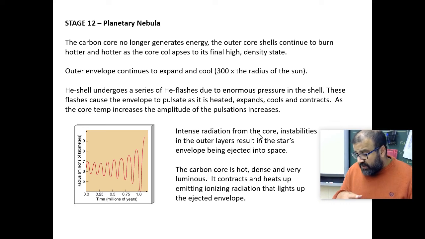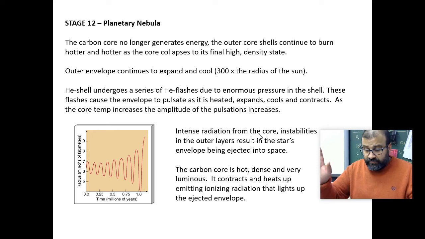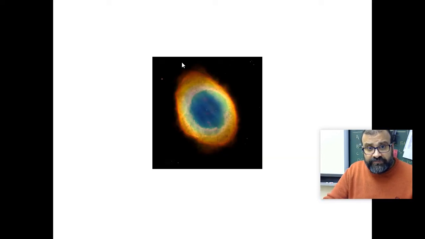So that core is giving off a ton of radiation, and all that pressure from that radiation and other instabilities within the shells will push that envelope of gas, the outer layers of the star, away. The radiation is so intense. There's so much energy. It pushes the outer non-burning layers away, which gives us here the planetary nebula.